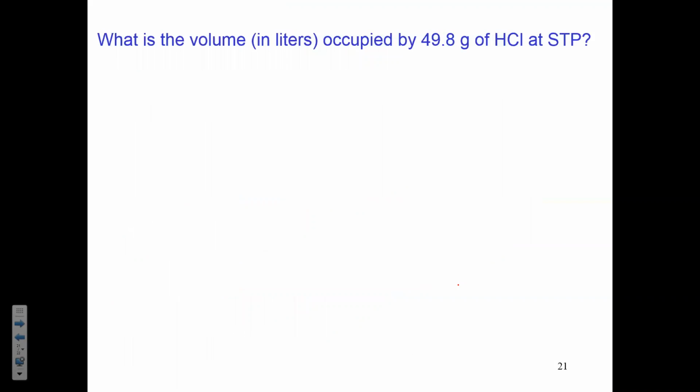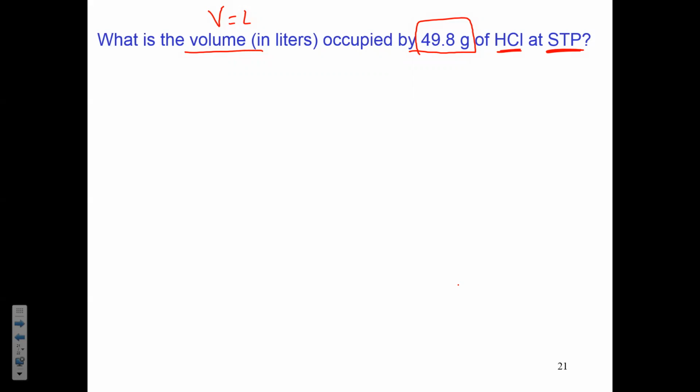So here, this one says, what is the volume? We're looking for our V, in liters. I want V in liters. That occupies, they gave us grams, 49.8 grams of hydrochloric acid, and then we know that it's at standard temperature and pressure, which we just went over.